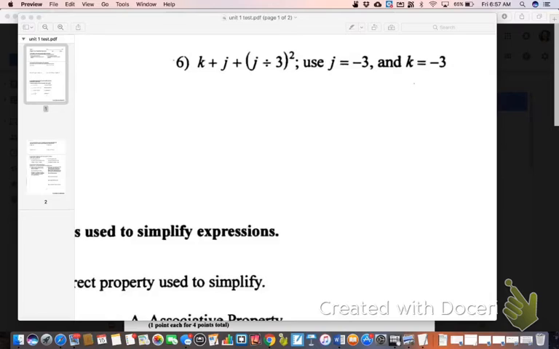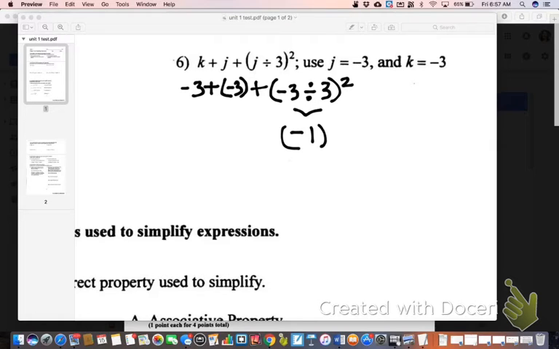For number 6, I'm going to substitute in my values. So I'm going to put in a -3 for k, plus a -3 in for j, plus another -3 in for j, divided by 3. And then put my exponent on the outside. So first thing I'm going to do is deal with what's inside of the parentheses. -3 divided by 3 is a -1.